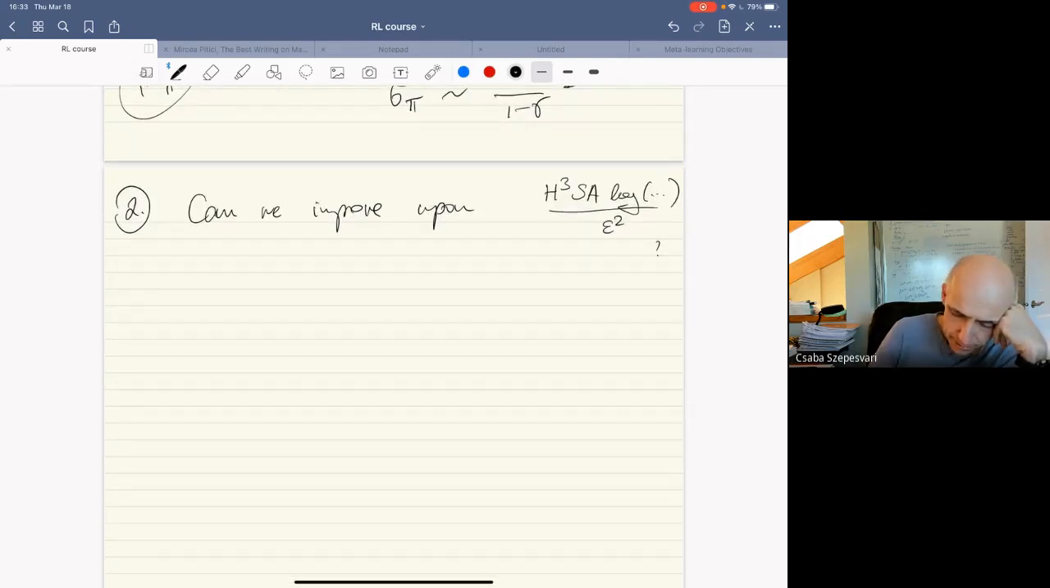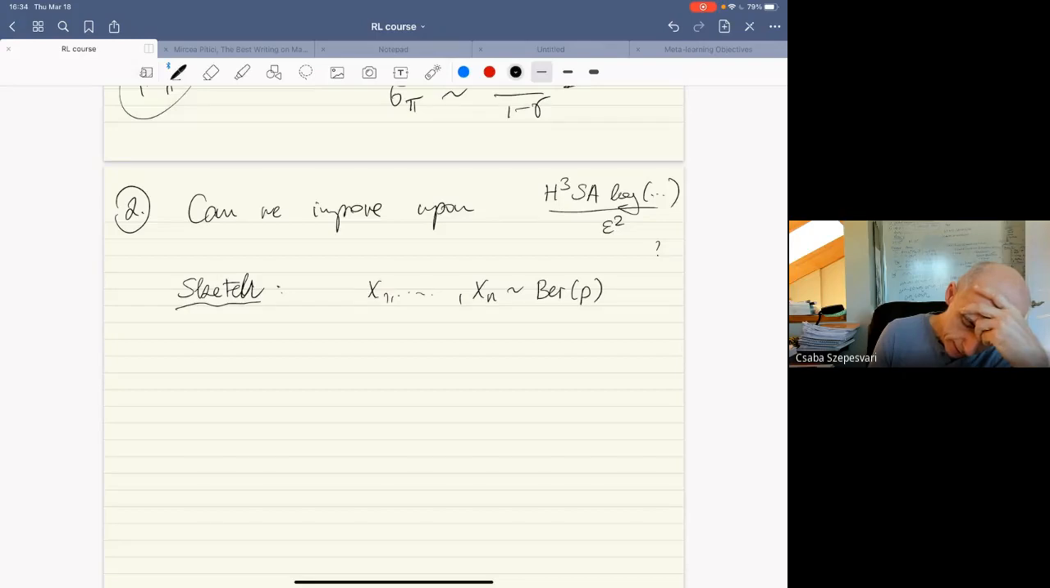I'm not going to present a full proof, but I'm going to present a sketch of the main ideas. It starts with just thinking about what happens if we have a bunch of Bernoullis. These are binaries. The probability of seeing one is p, and they're IID. Then you calculate the sample mean and the deviation from p.